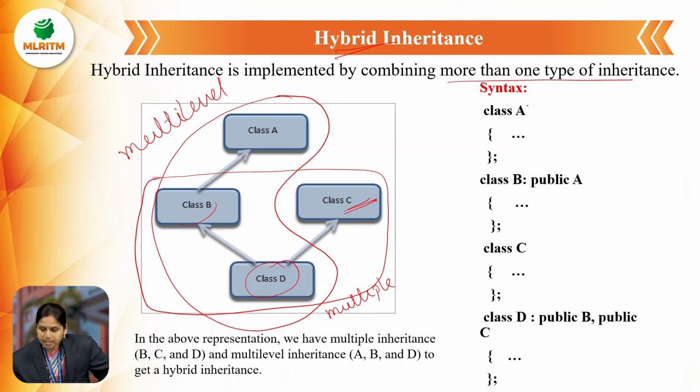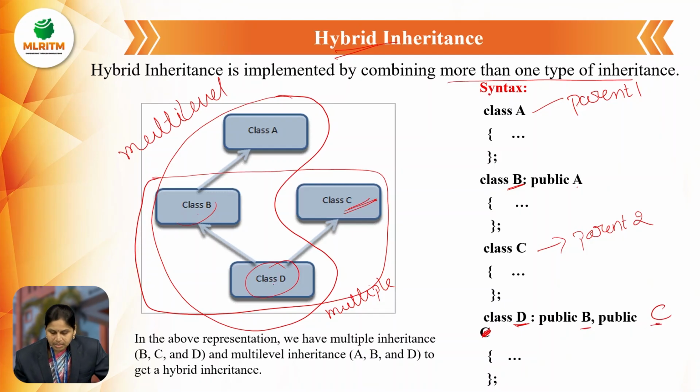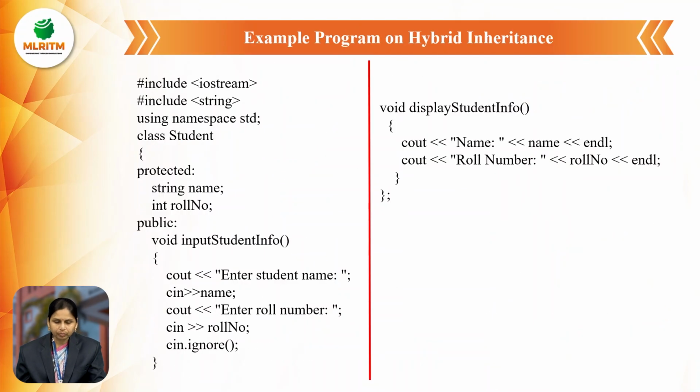So here A is a parent class. From parent A, B is derived. Here C is also one separate parent. Now this is parent 2. For example, just assume this is parent 1. Now this D is derived from B and C. This child D is derived from B and C. So based on this figure, we can write the syntax. By using this syntax, we can easily write the program. We can easily frame the program.